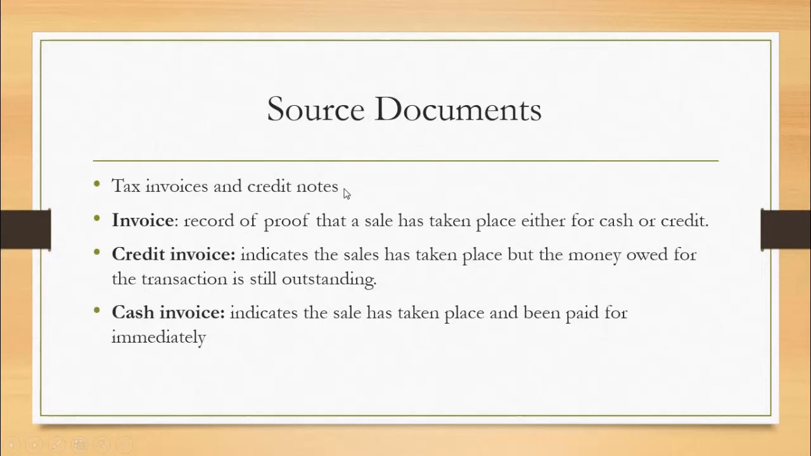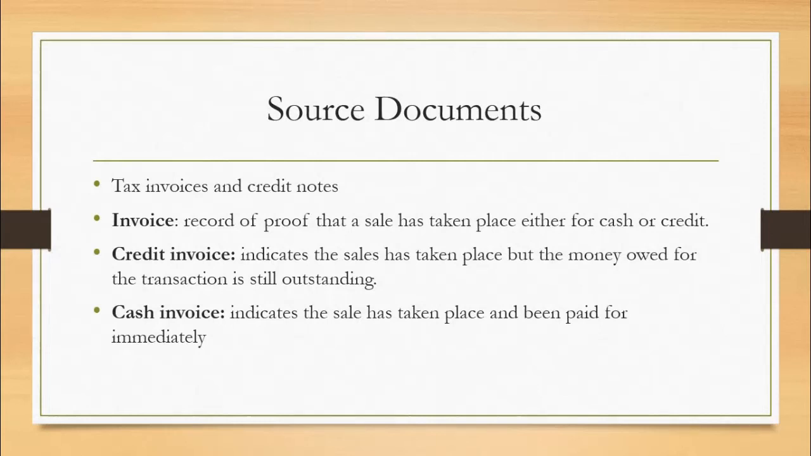There need to be systems and source documents in place so that we know what you are declaring as VAT output, or what you are claiming as VAT input. It is properly recorded in your books. There's evidence, there's invoices, there's receipts, so that the taxman can actually verify this information.